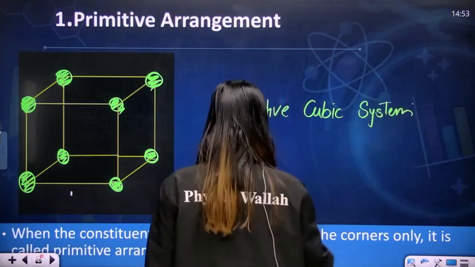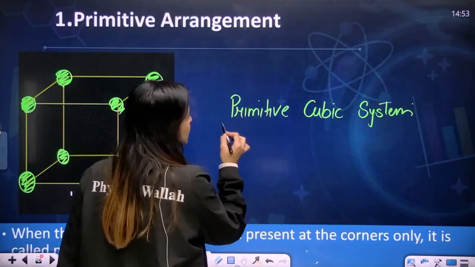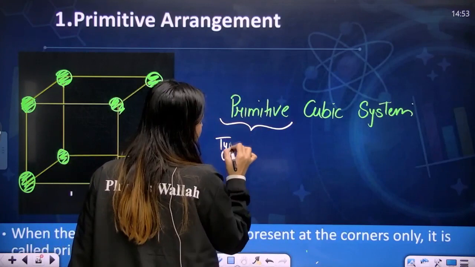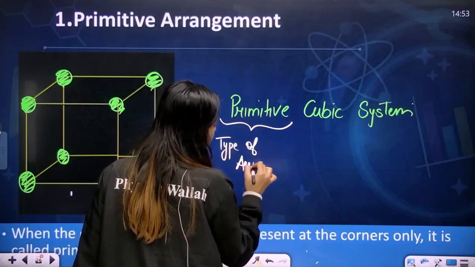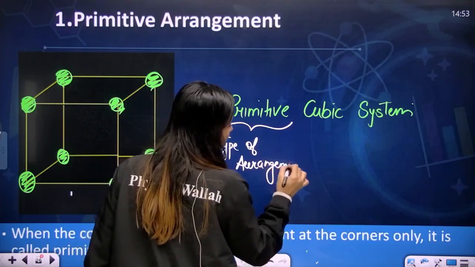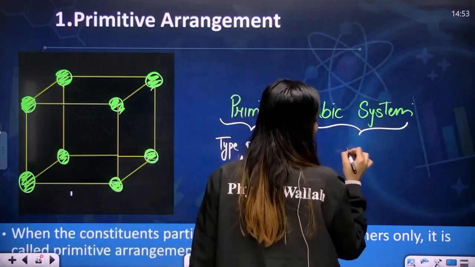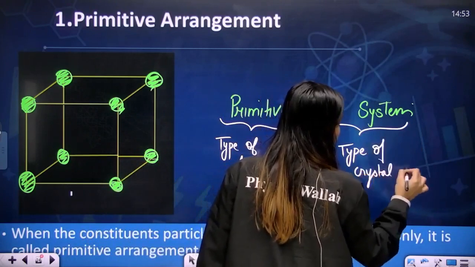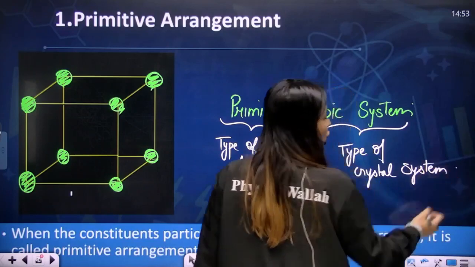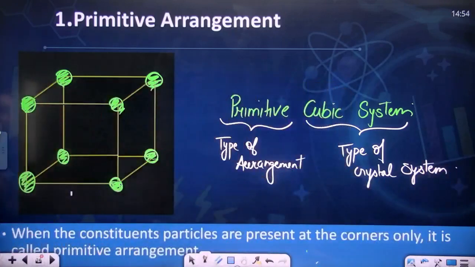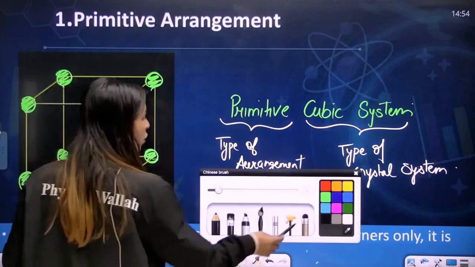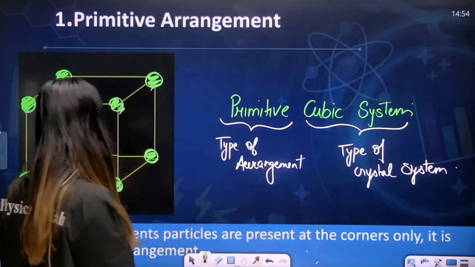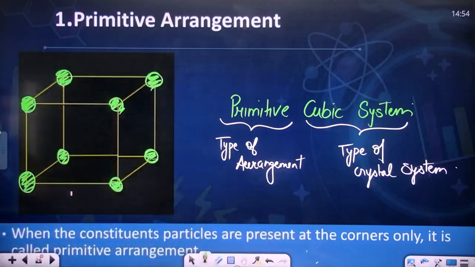Now here, my dear students, whenever you name something like this, the first word gives you the type of arrangement. It is primitive. And your cubic system gives you the type of crystal system. Perfect. So this is the primitive cubic system. Now let's move forward. When the constituent particles are present at the corners only, it is known as the primitive arrangement. Let's talk about the other arrangement.